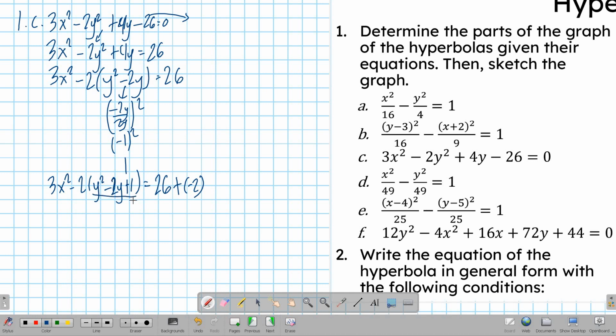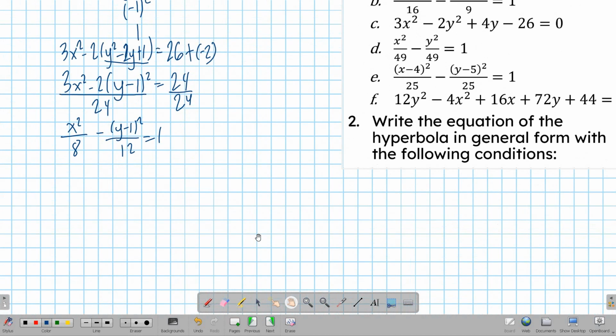So now the PST, the perfect square trinomial, can be written as a squared binomial. Thus, we have 3x squared minus 2 times y minus 1 squared is equal to 26 plus negative 2, that is 24. Now to write this in standard form, we divide both sides of the equation by 24. Hence, I'm going to have x squared over 8 minus y minus 1 squared over 12 is equal to 1.